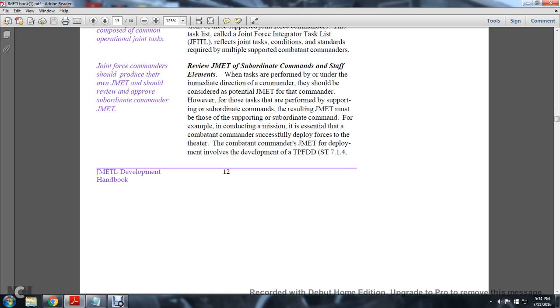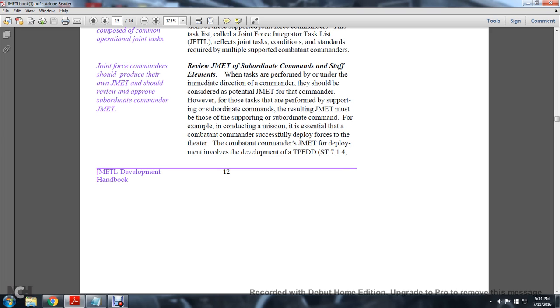Joint Force Commanders should produce their own Joint Mission Essential Tasks and should review the approved tasks of subordinate commanders. The review covers the Joint Mission Essential Tasks of subordinate commands and staff elements. When new tasks are provided under the immediate direction of the commander, they should be considered as potential Joint Mission Essential Tasks for the commander. However, for those tasks that are performed by supporting or subordinate commands, the resulting Joint Mission Essential Tasks must be those of the supporting or subordinate command.